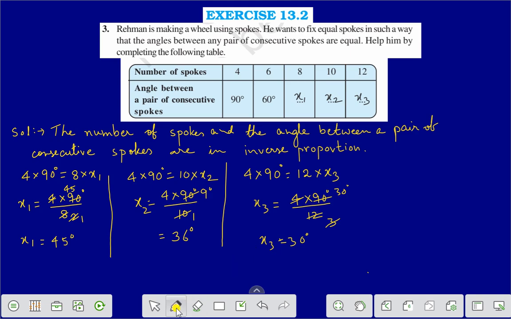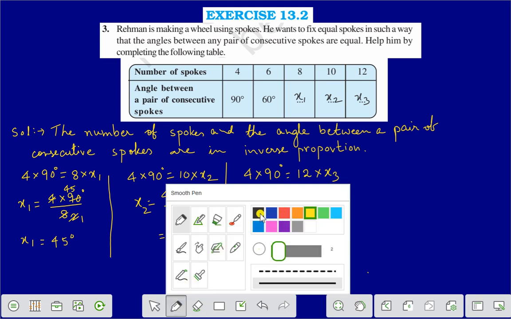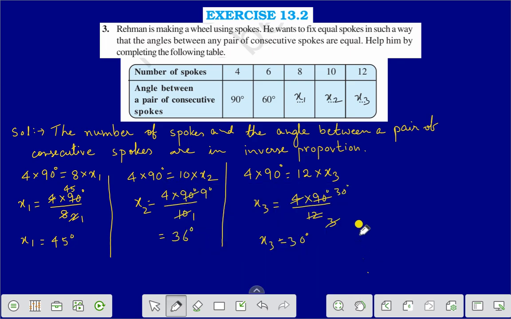Right? Therefore, we can write here the value of x1 as 45 degree, the value of x2 as 36 degree, and the value of x3 as 30 degree. Here also you see that when the number of spokes increases, the angle between a pair of consecutive spokes decreases. That means they are also in inverse proportion. From here we can conclude that they are in inverse proportion.